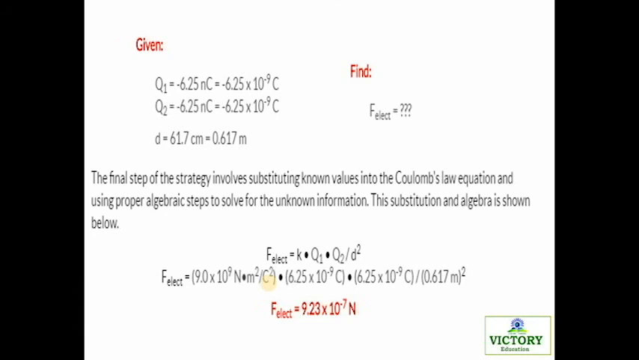We always use the magnitude of the charges, so we just neglect this minus symbol. In this case, the force is going to be a repulsive force, but since we only report the magnitude, I'm just taking the magnitude of them. If we solve this, you will get an answer of 9.23 into 10 to the power of minus 7 Newton. Hope you would have got the same answer.